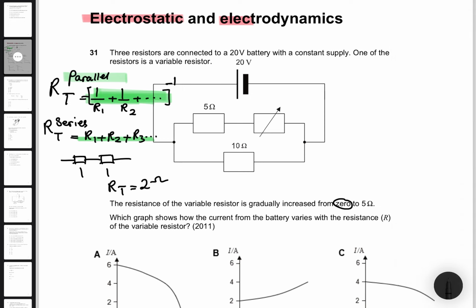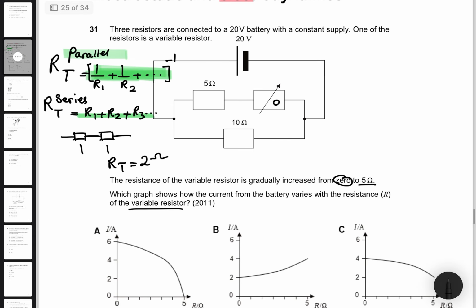Now, the question is saying the resistance of the variable resistor is gradually increased from 0 to 5 ohms. Which graph shows how the current from the battery varies with the resistance of the variable resistor? Right now, this variable resistor has a resistance of 0. So we can find the total resistance of these two by using the formula I provided at the first. You can say 1 over 5 gets added to 1 over 10, and it gets raised to the negative power.